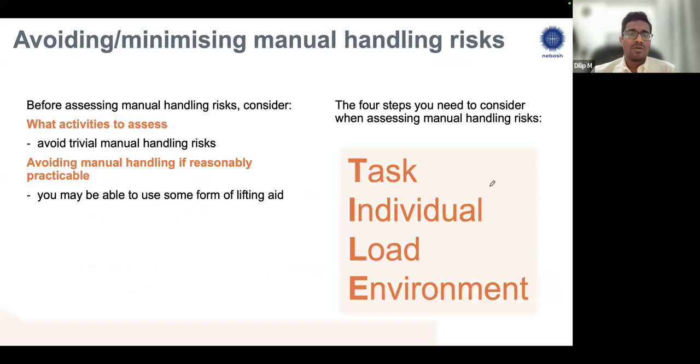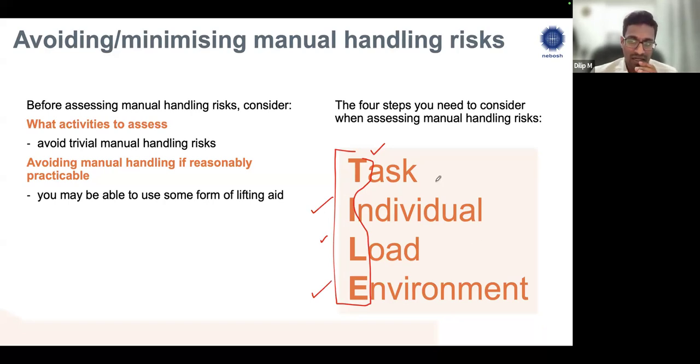So, avoiding or minimizing manual handling risk. When you're doing a manual handling risk assessment, there are four factors that we need to consider. And in short, you can remember them as TILE. TILE means task, individual, load, and environment. So these are the four factors you're going to consider.